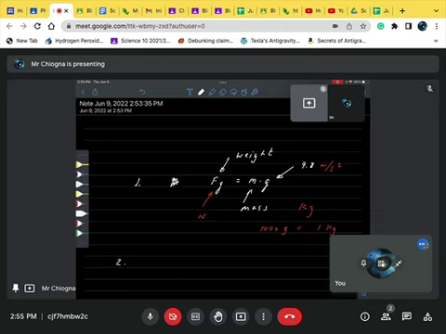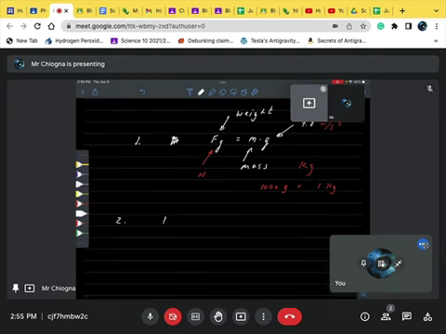Okay, 2. Describe the motion of a ball thrown upwards in terms of, I'll write it out for you in a second, in terms of its velocity, acceleration, and energy.